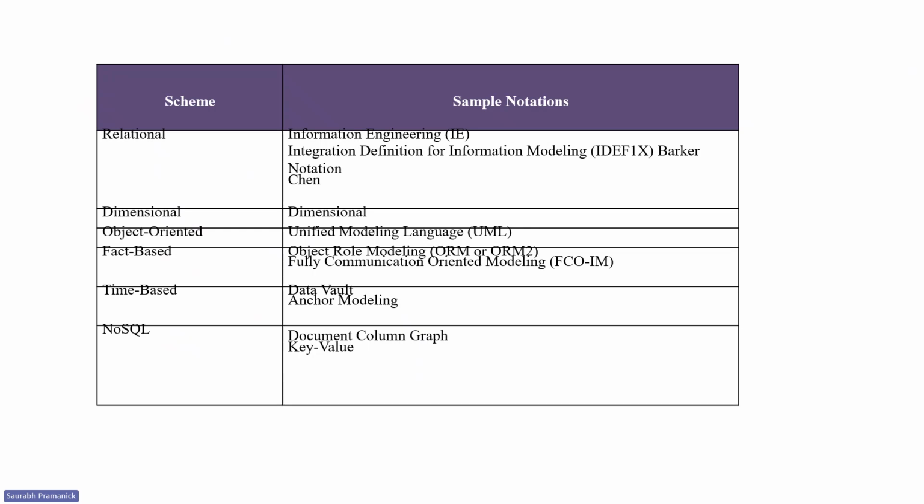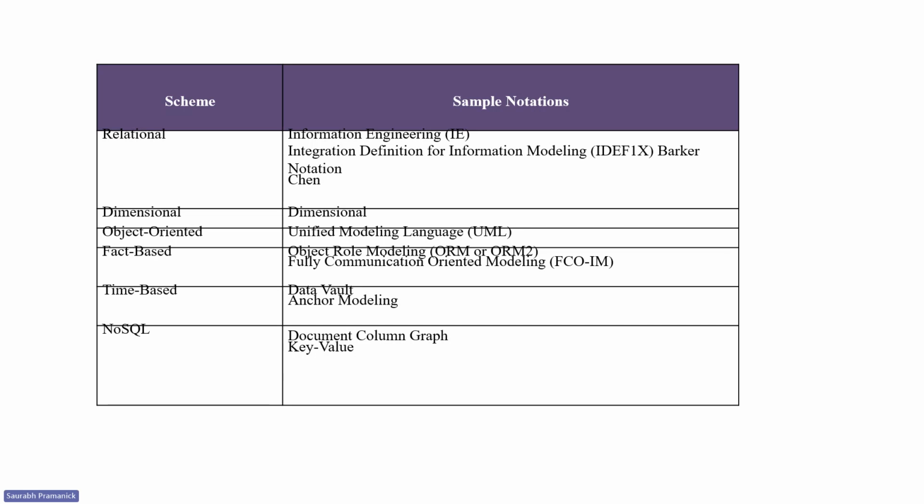Like we have the information engineering, we have the IDEF1X notation, we have the Barker notation, we have the Chen notation, we have the Crow's Foot notation. This will all be useful for your relational data modeling style. Supposedly, if you want to go for a dimensional-based one, you have dimensional modeling. Like for example, I showed you the entities, the dimensions, the facts, the relationships, hierarchies, and all. Those are the dimensional types of data modeling concepts that you have.